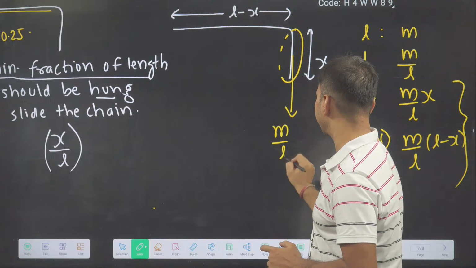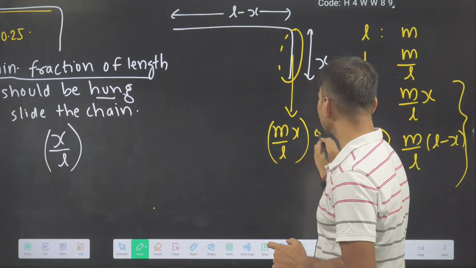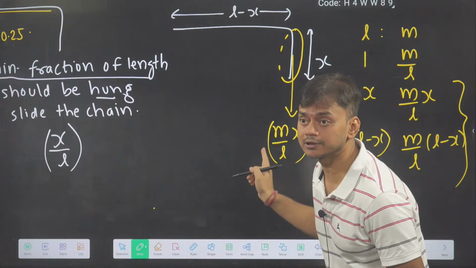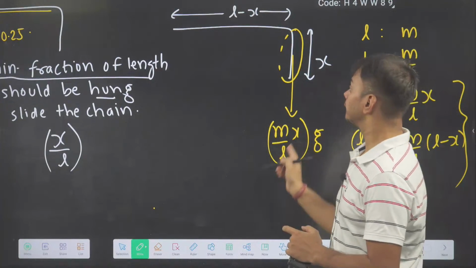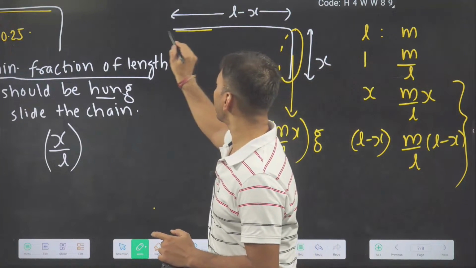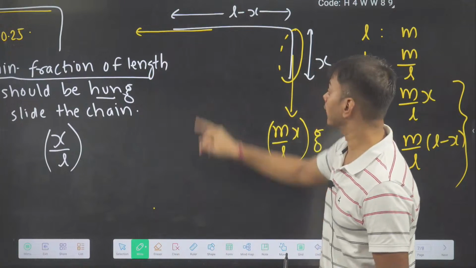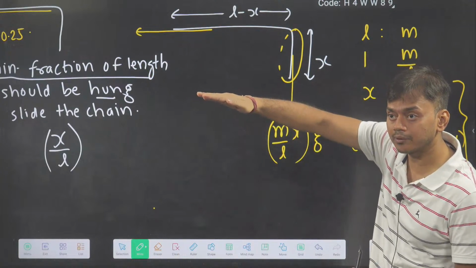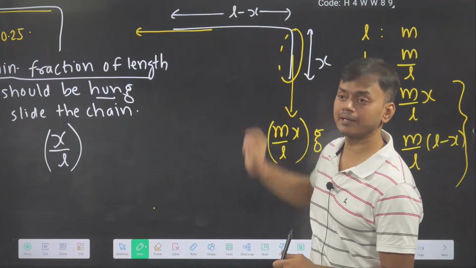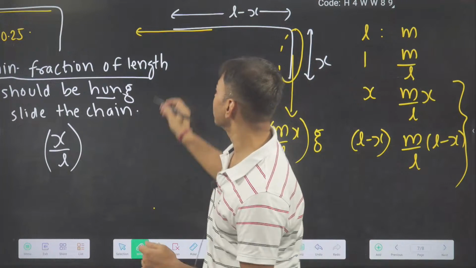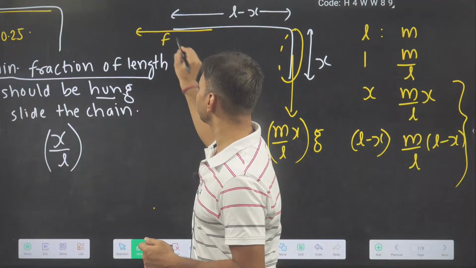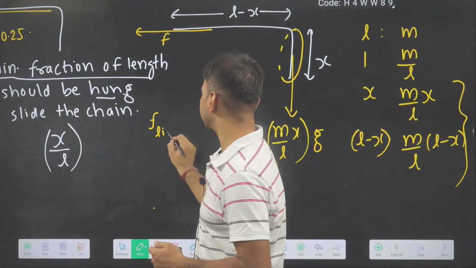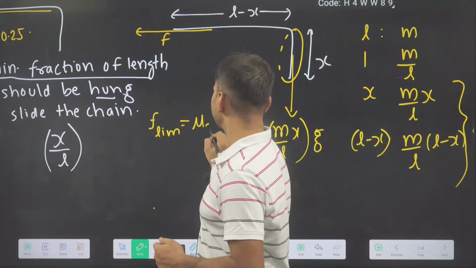So this hanging portion has weight: mass is m by L into x, and into g. This is responsible for creating the tendency to move. This must be equal to the maximum opposing force. Friction is not acting on the entire length. Friction is only acting on the portion that is lying in contact with the table, and that portion is L minus x. So what will the friction force be? I have to write the maximum friction, limiting static, that is equal to mu s into N.